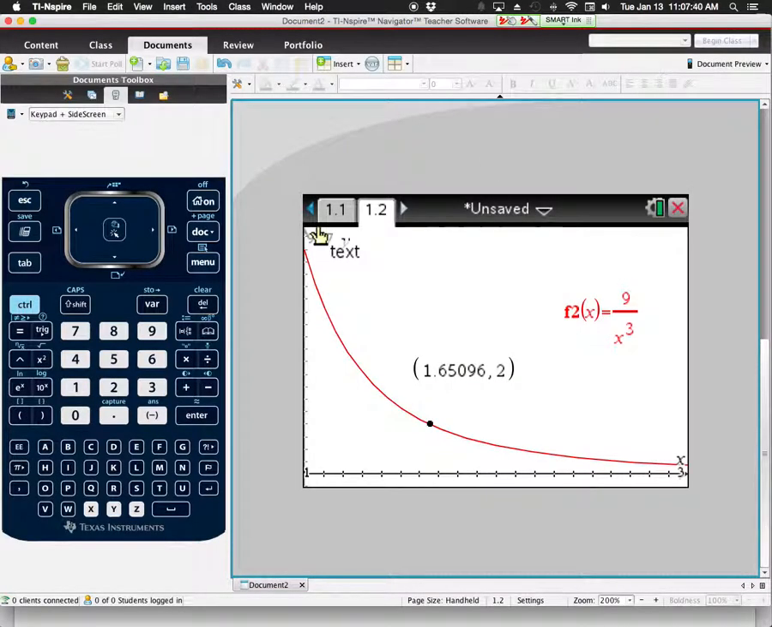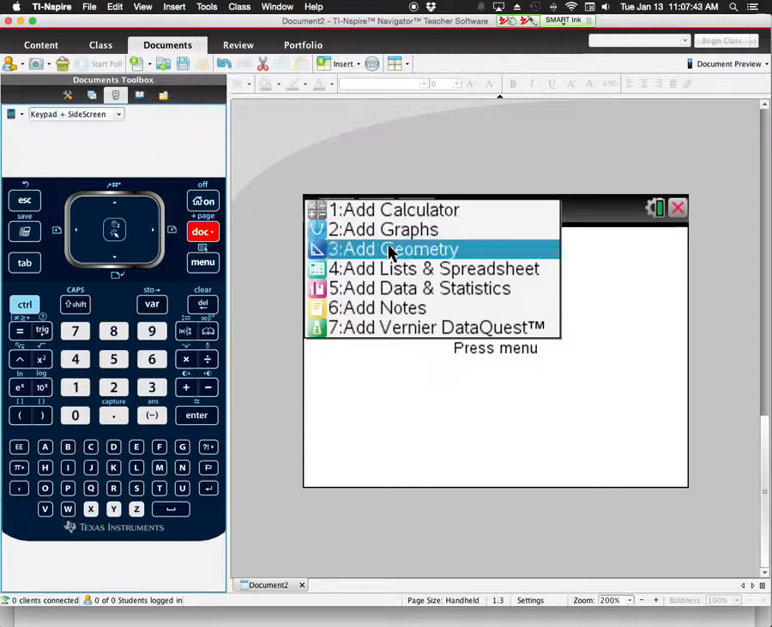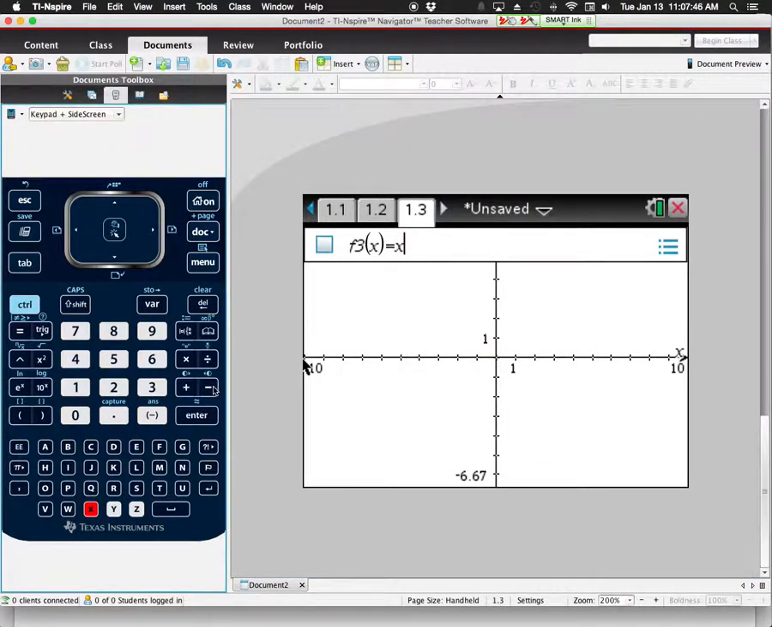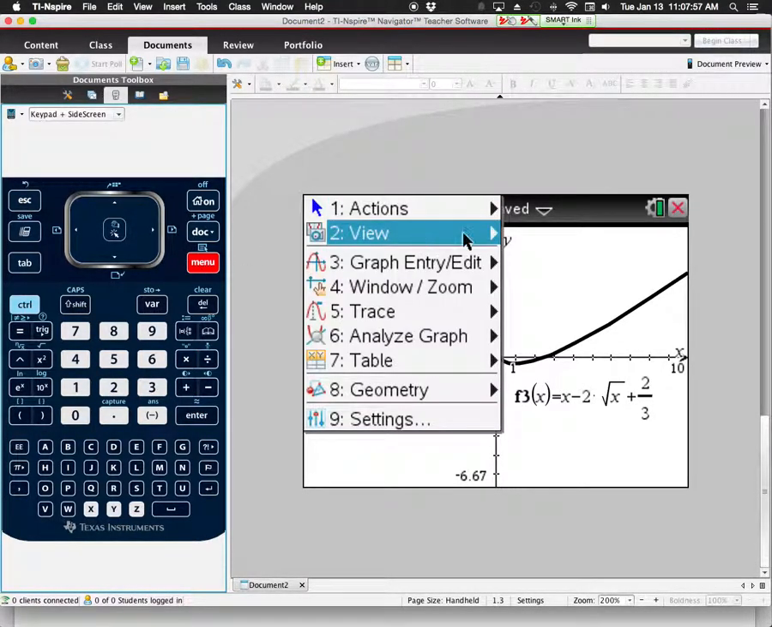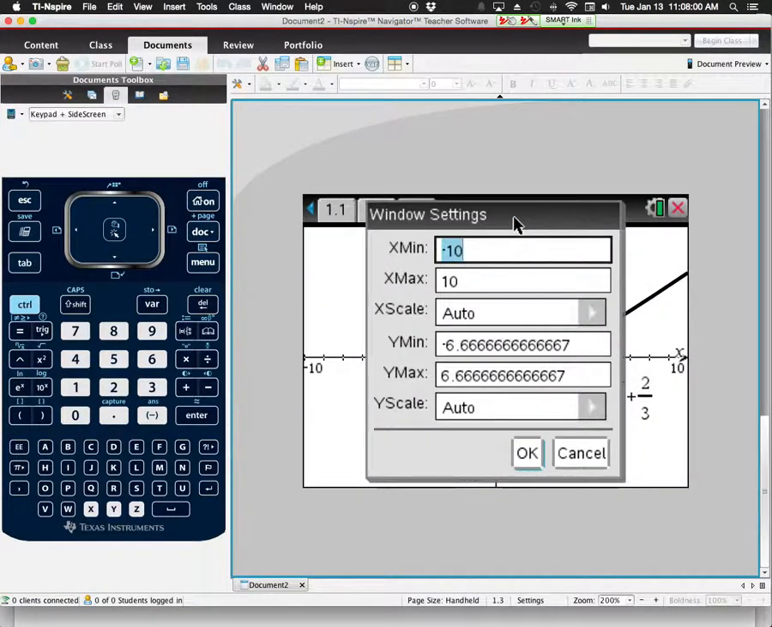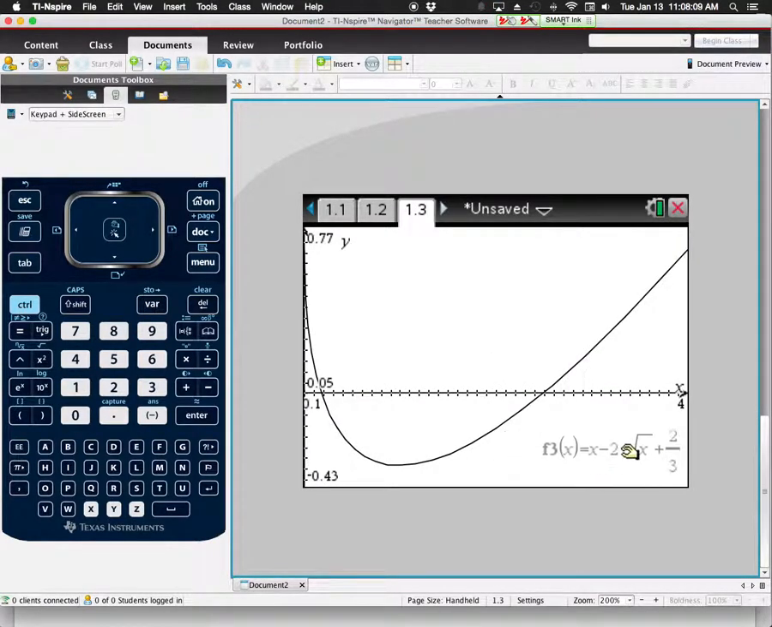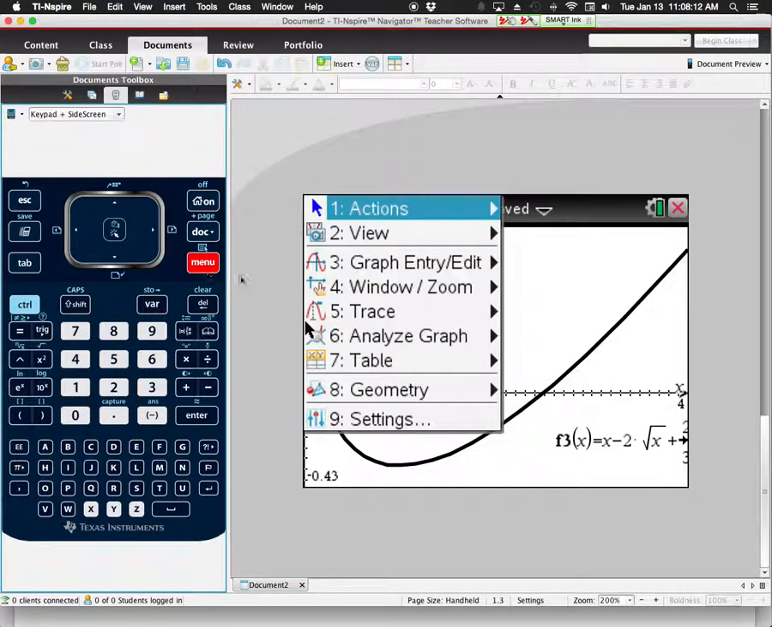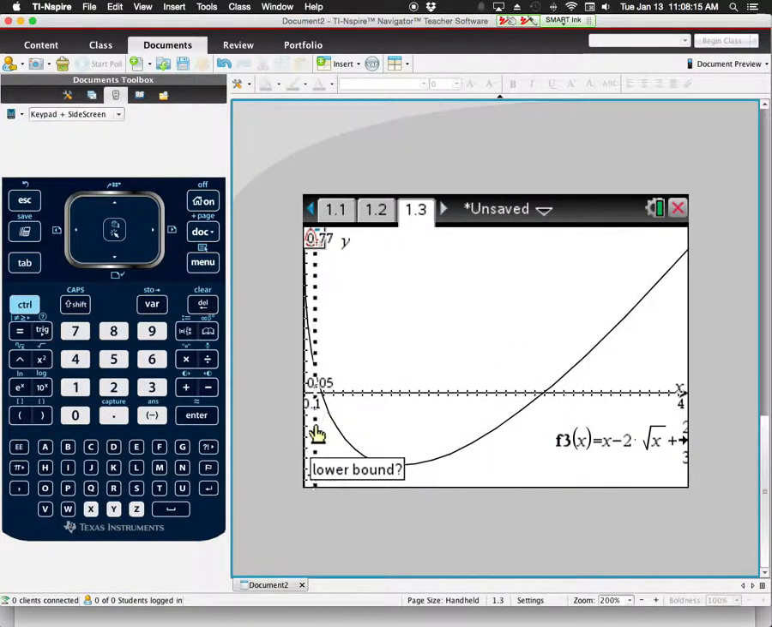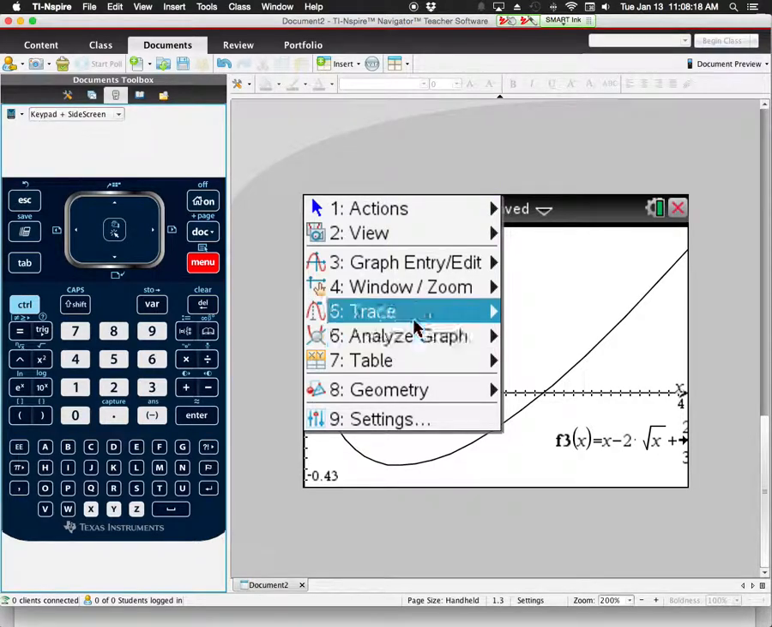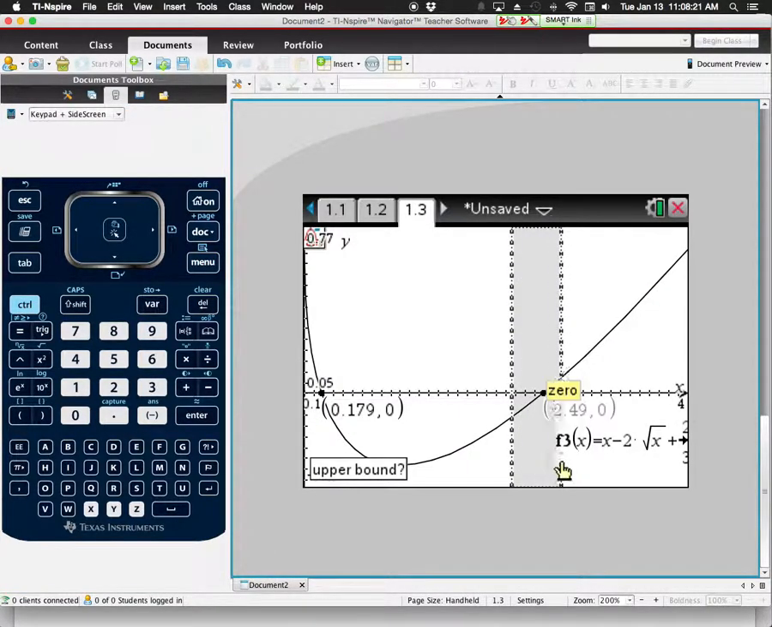So let's graph that. Control dot, I need a new graph. So it was x minus 2 square root of x plus 2/3. And let's change the window. We're going from where to where on the window? 0 to 4. I press enter. Zoom fit. There it is. As you see, there are 2 places. So we want to go menu, analyze graph. We want a 0. There's one right there. Menu, analyze graph, 0. Right there.